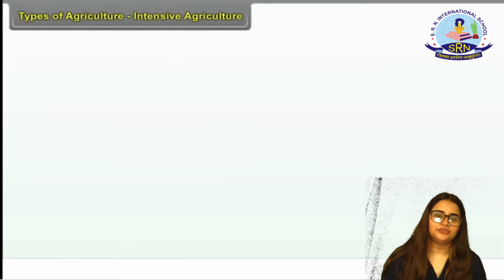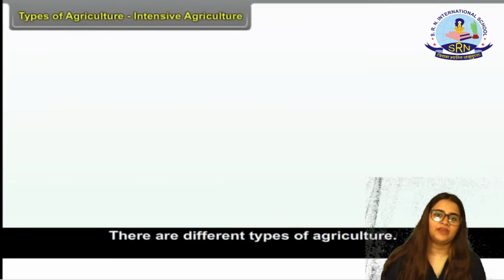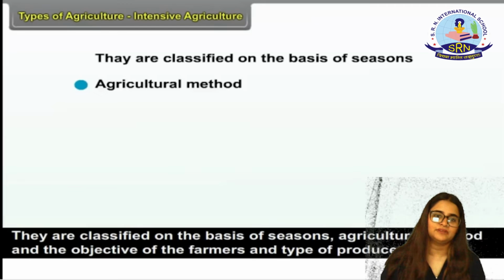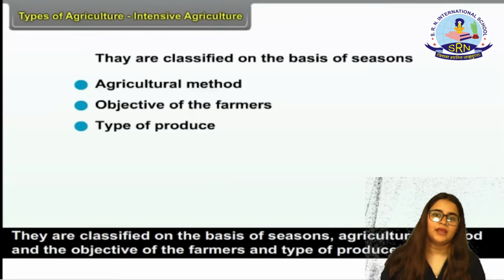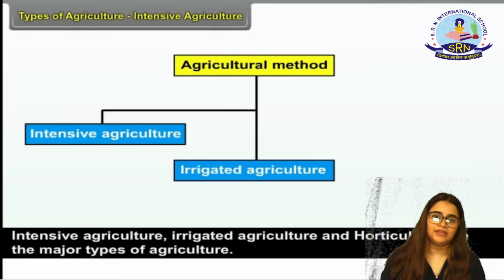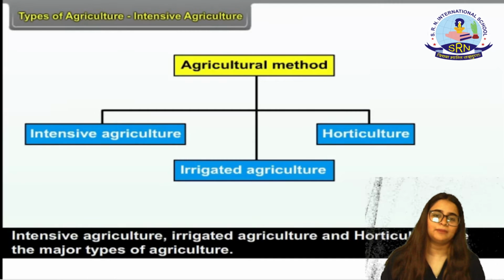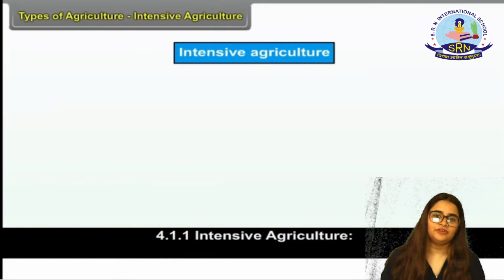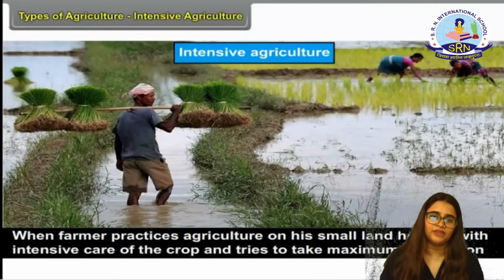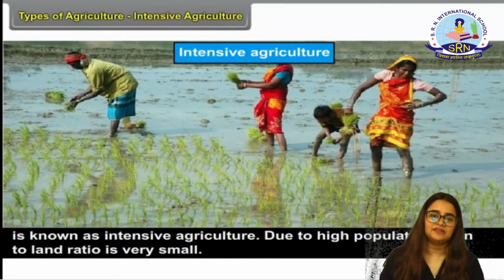Types of agriculture. First, we are going to discuss intensive agriculture. There are different types of agriculture. They are classified on the basis of seasons, agricultural methods, the objective of the farmer and type of produce. Intensive agriculture, irrigated agriculture, horticulture are the major types of agriculture. First, we are going to start with intensive agriculture. When a farmer practices agriculture on his small land holding with intensive care of the crop and tries to take maximum production, it is known as intensive agriculture.